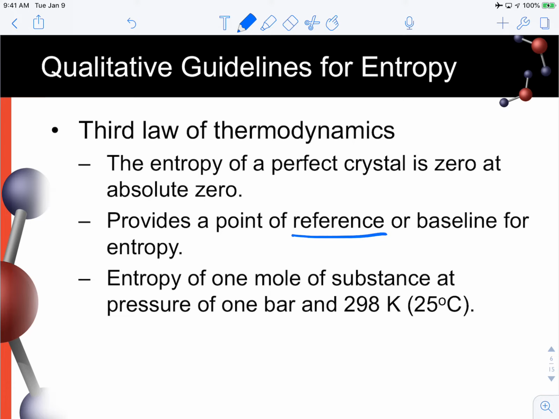We picked the most ordered thing we can come up with, a perfect crystal. That means there's no mistakes in that crystal. It's perfectly ordered, and has a value of 0. That's our baseline, and we're going to tabulate things. We'll look at this in class. We're not going to do it here on the video, but you'll see the table of entropies, and it'll be for 1 bar of pressure and 25 degrees C.